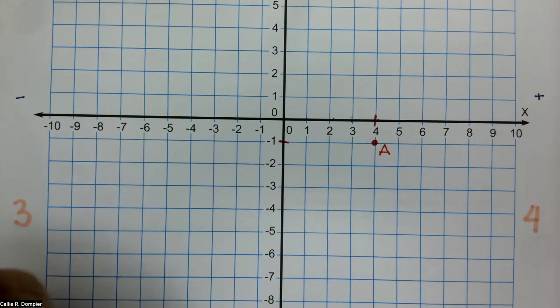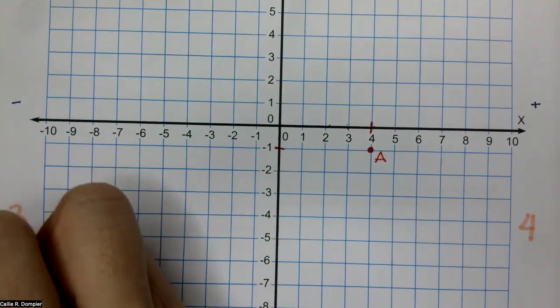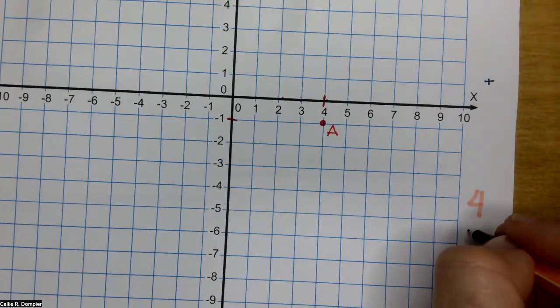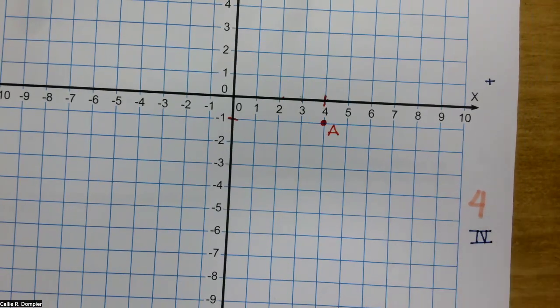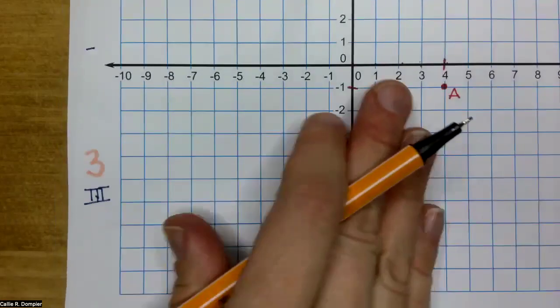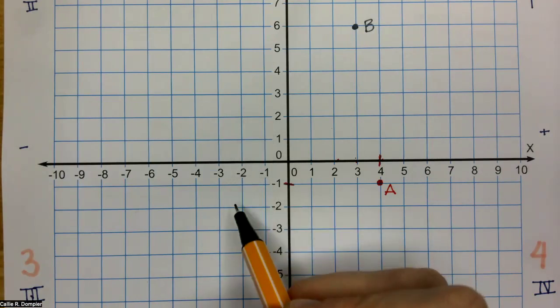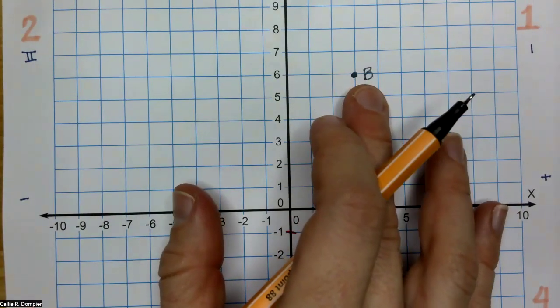Again, in Roman numerals, 4 looks like 5 minus 1, so it looks like that. Okay, so this is quadrant 1, this is quadrant 2, this is quadrant 3, and this is quadrant 4. 1, 2, 3, 4. So we can say that point B is in quadrant 1.